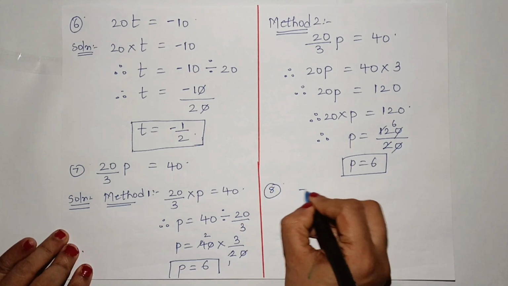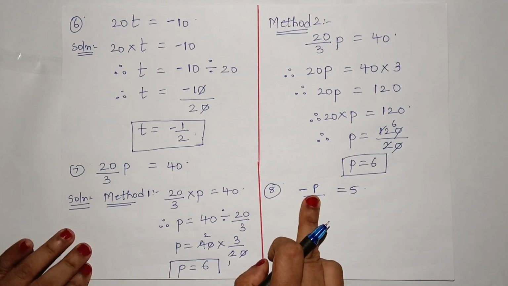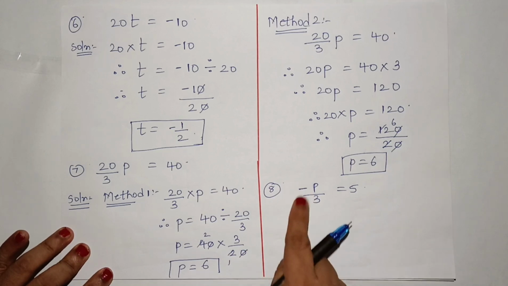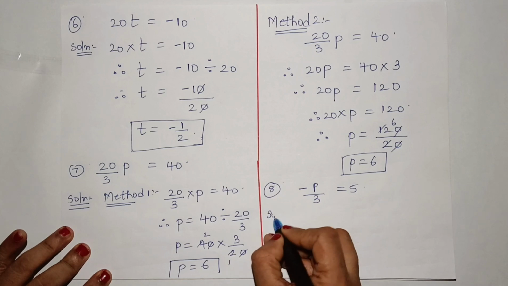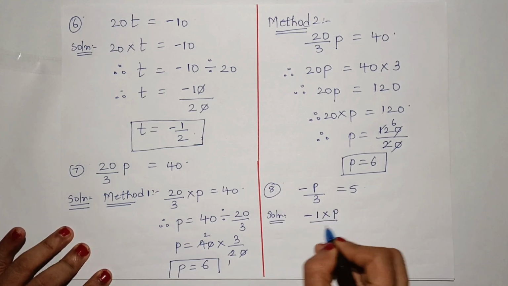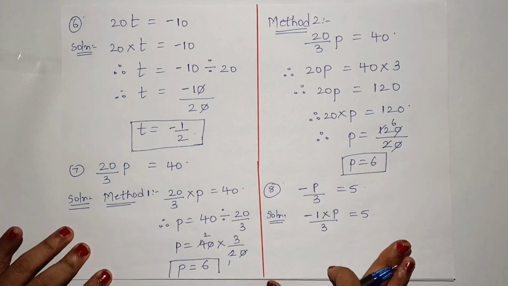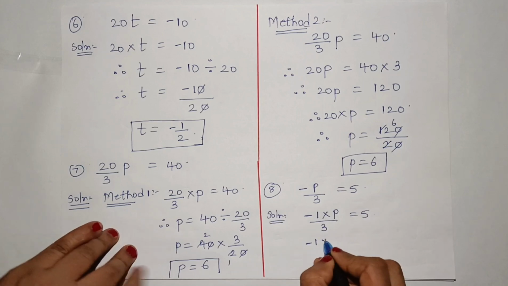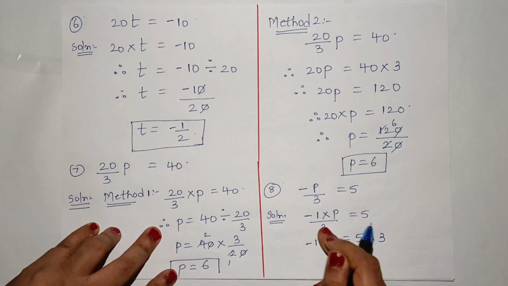Next question. Minus P by 3 equals 5. Now see, with a variable we never have a sign, correct? It means 1 is hidden. This minus is always used for a number. 1 is hidden. It means minus 1 into P divided by 3. Are you understanding? Because with a variable you never have a negative sign. Are you getting it? Now what will you do? Minus 1 into p equals 5. Shift 3 to that side, into 3.